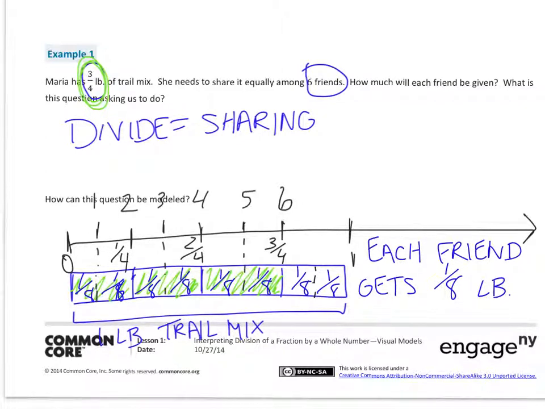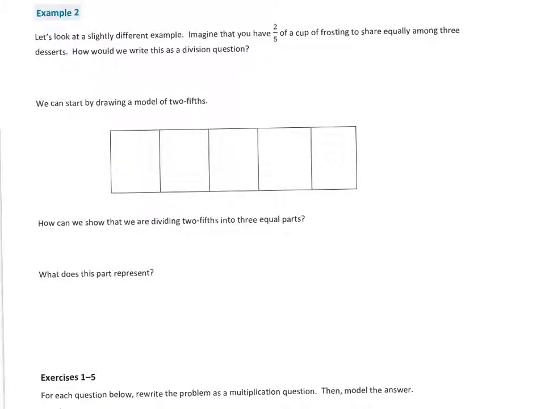All right, let's take a look at another model. So this is going to be a little bit different. Imagine you have 2/5 a cup of frosting to share equally among 3 desserts. How would we write this as a division question? So if I have 2/5 a cup that I have to share amongst 3 desserts, so 2/5 divided by 3.